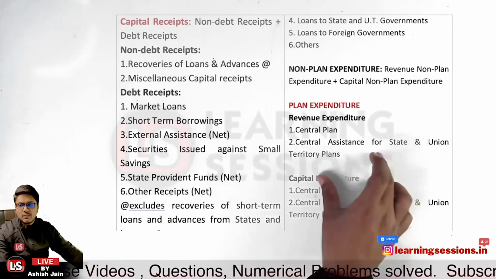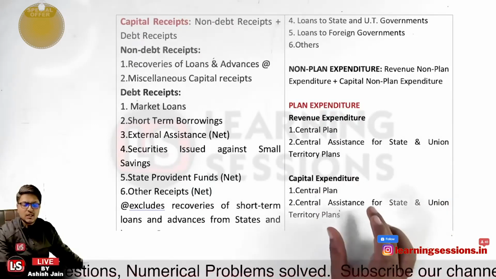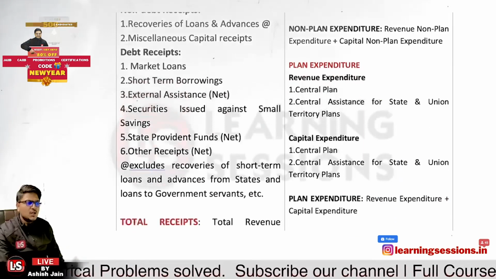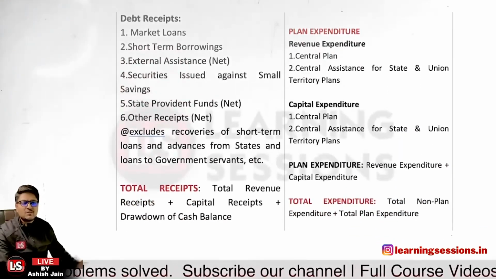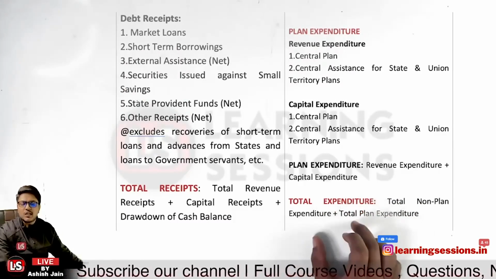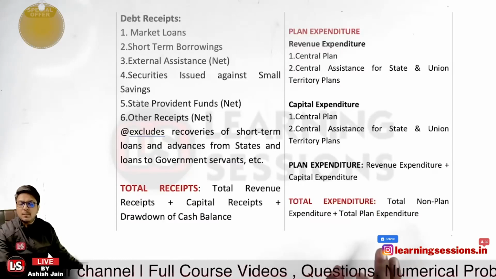So if it is for a short term period, it is basically revenue expenditure. If it is for a longer period, it will be basically what? It will be the capital expenditure over here. Is that clear? So we can say the planned expenditure total is equal to revenue expenditure plus the capital expenditure, and the total expenditure is equal to total non-planned expenditure plus the total plan expenditure.